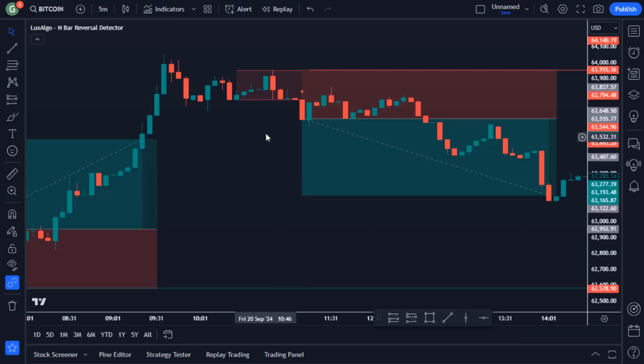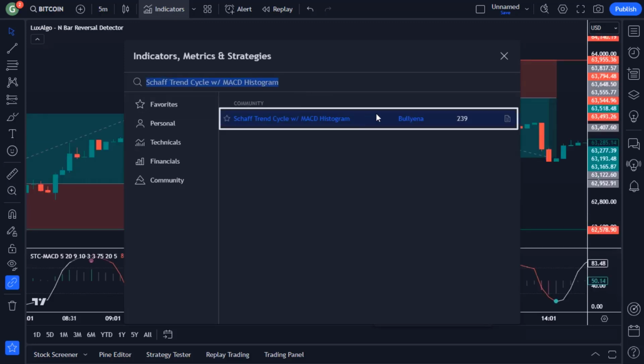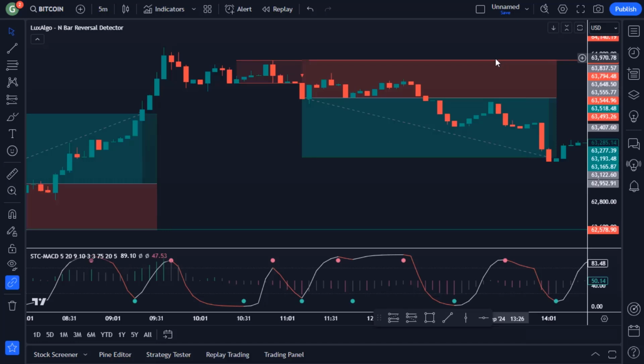Now we will add a second indicator to make this strategy more powerful. Let's go to the indicator search tab, type STC trend cycle, and select this one, created by Boolean. Now let's access the settings of this indicator so we can modify it to suit our strategy.